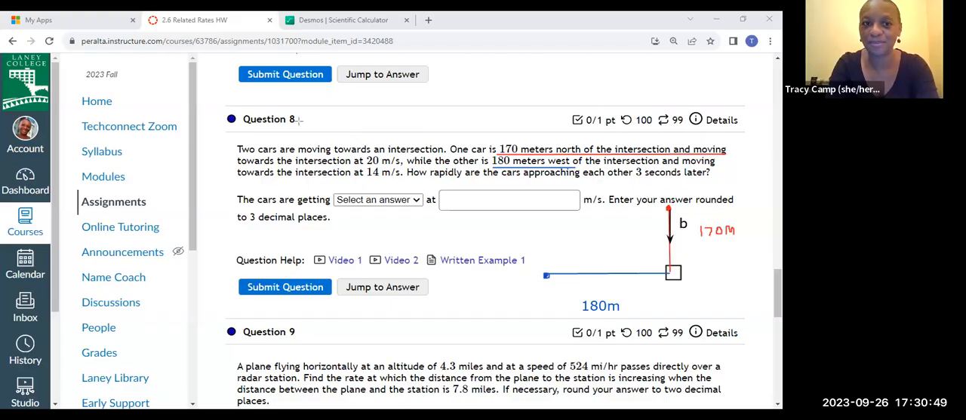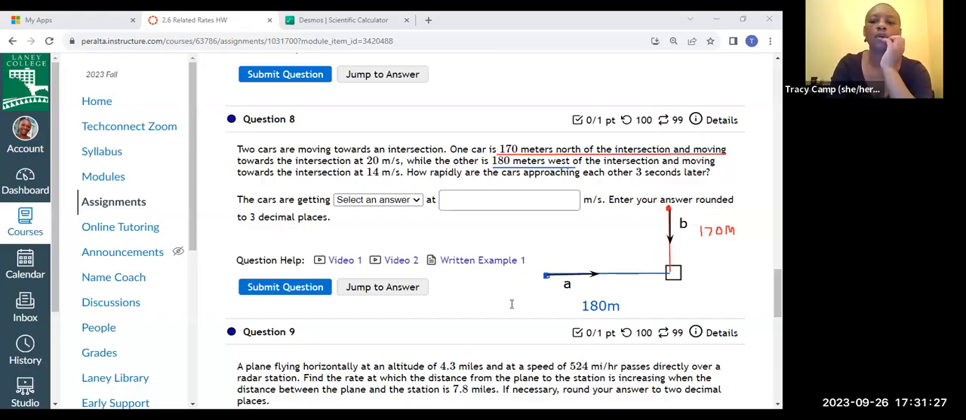define a variable, as in this is a value that's changing, right? And this car, it says it's moving towards the intersection also at 14 meters per second. Let's call the distance that this car moves, let's refer to it as A. And then, the question is, how rapidly are the cars approaching each other 3 seconds later?